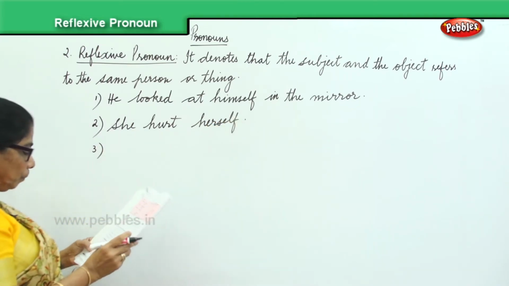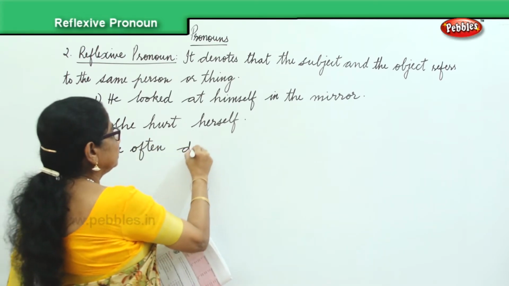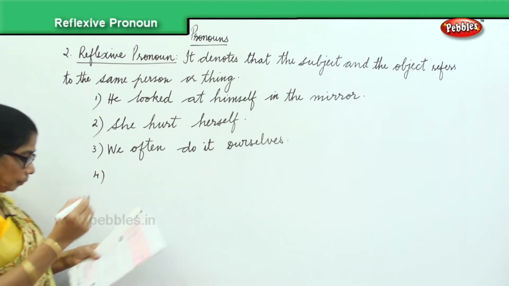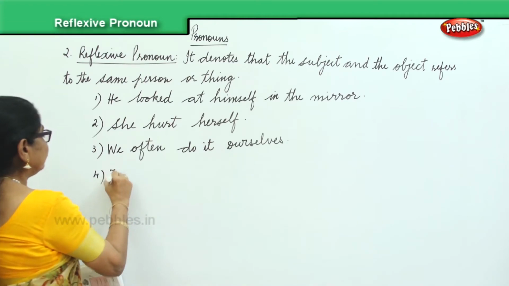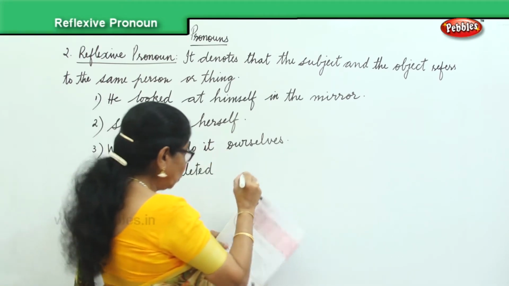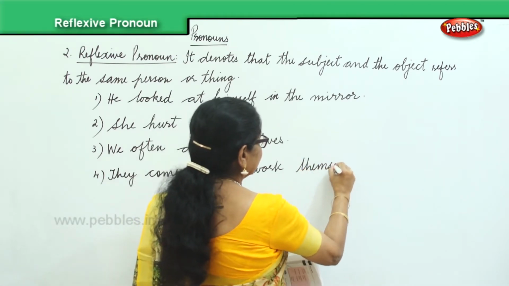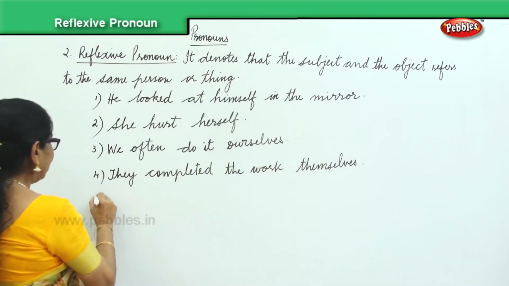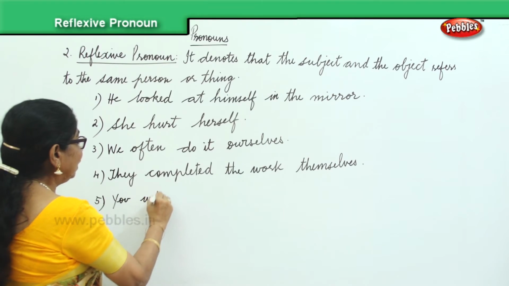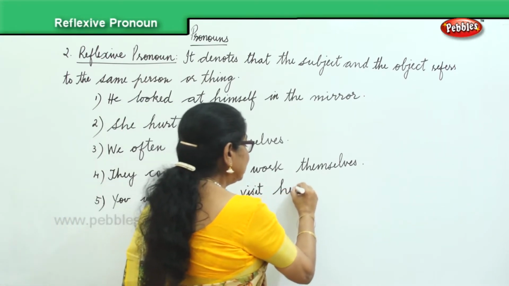And the next one we have, we often do it ourselves. Next, we have, they completed the work themselves. And now one more sentence you have. You will have to visit her yourself.